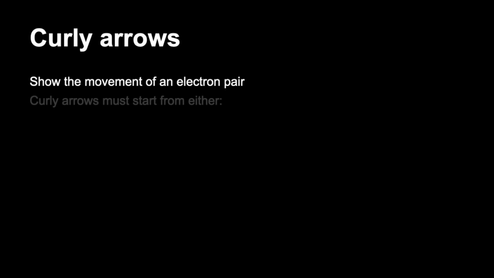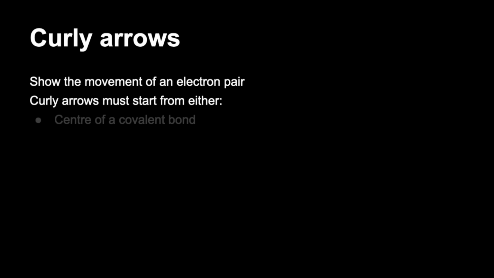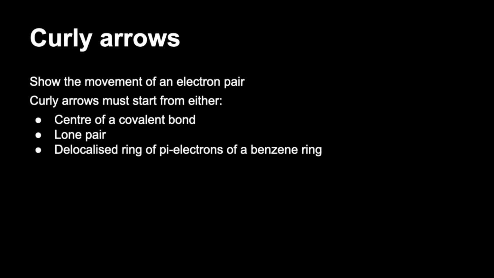Next thing we'll look at are curly arrows. So these show the movement of an electron pair. And curly arrows must start from either the center of a covalent bond, a lone pair, or the delocalized ring of pi electrons of a benzene ring. So I'll show you some examples now of those.